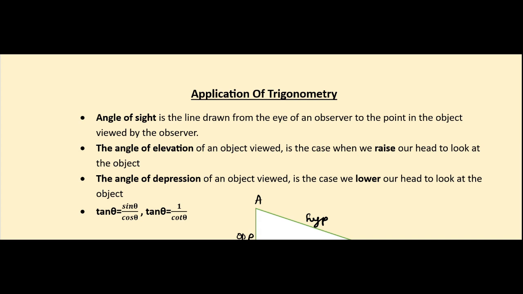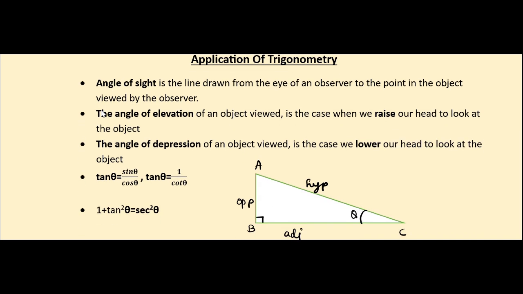So basically in this application of trigonometry, we are going to use the trigonometric ratios, most frequently tan theta. Tan theta, using sine and cos, we can say is sine theta divided by cos theta, or the reciprocal of cot theta is tan theta. Another thing, the trigonometric identity using tan theta: 1 plus tan square theta is equal to secant square theta.